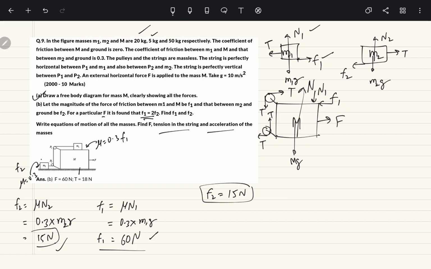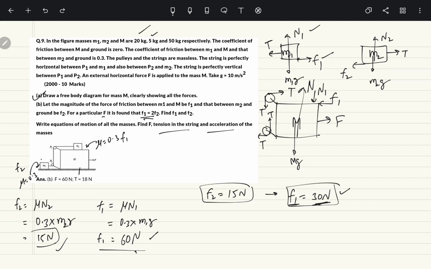Now if F2 is 15 Newton, that makes F1 30 Newton as per the given condition. Now F1 is 30 Newton and the maximum value of F1 is 60 Newton, which means this is static friction in nature. Between m2 and the ground, kinetic friction is acting. Between m1 and capital M, static friction is acting. So these two, m1 and capital M, are moving together. There's no relative motion between them.